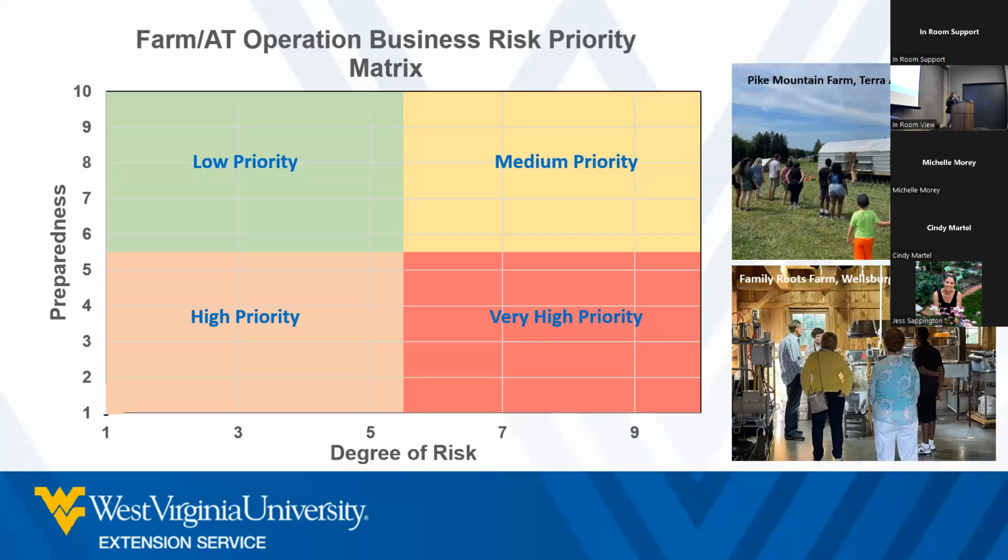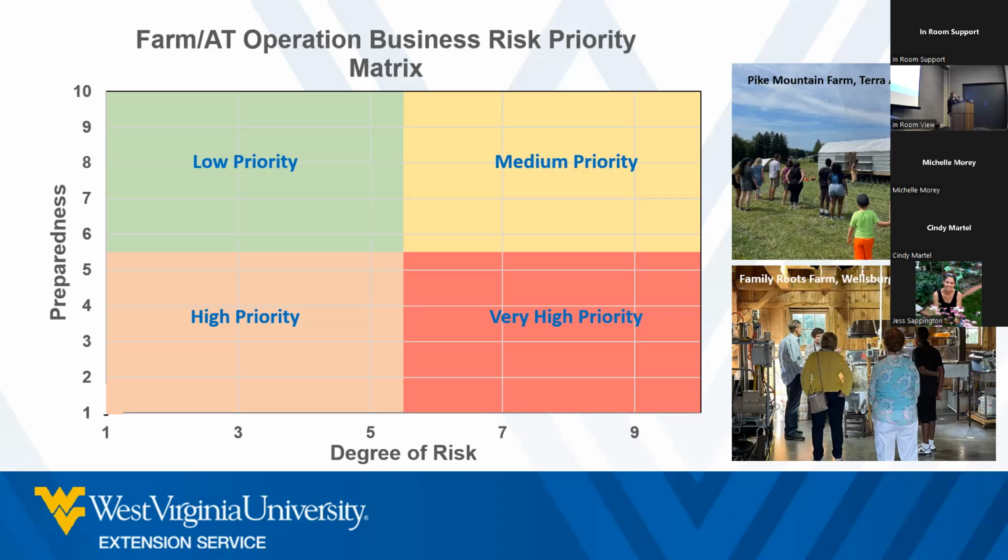So this is how it's going to show up. It's going to show up on this matrix. And notice that my degree of risk goes from 1 to 10. My preparedness goes from 1 to 10, right? So when I rate them in the Excel sheet, it shows up on my risk priority matrix in these different quadrants. So the factors with the highest degree of risk for which I am least prepared is obviously going to show up in the very high priority matrix.